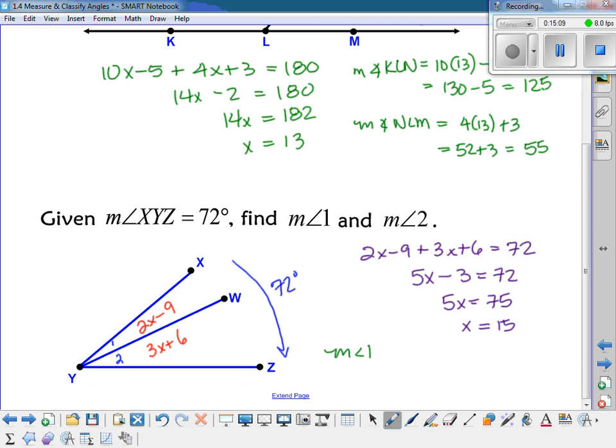So when I go back and plug that in, the measure of angle 1 is going to be 2 times 15 minus 9, so that's 30 minus 9, which is 21. And the measure of angle 2 is 3 times 15 plus 6. 3 times 15 is 45. 45 plus 6, and we get 51. And again, if you double check, it does in fact add up to 72, so you know you did it right.